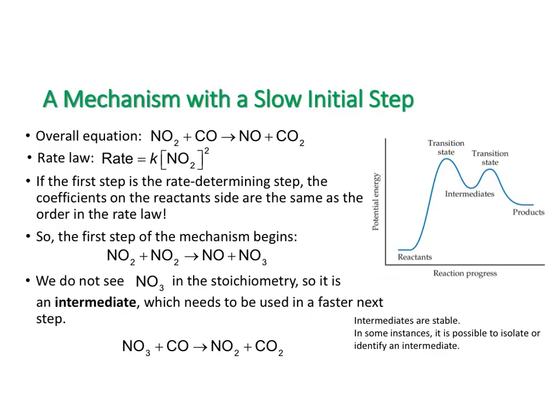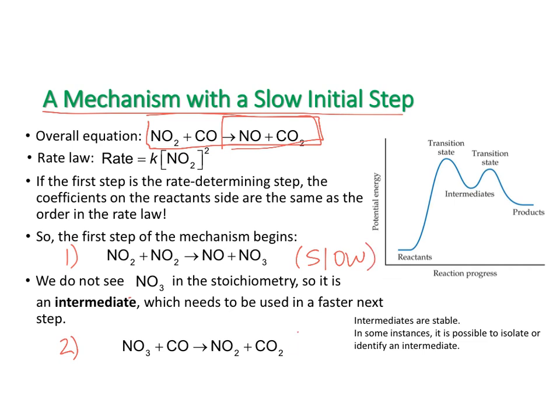So again, most reactions don't happen in one singular step. You may have 2 or even 3 steps that make up an overall mechanism. So let's take a look at a mechanism with a slow initial step. So overall, this is our reaction that's occurring. Now there's 2 steps to it, but overall this is what we start with, these reactants and these products right here. So in this type of mechanism, you'll have a first step and then a second step. And in this particular example, this step is slow and this step is fast.